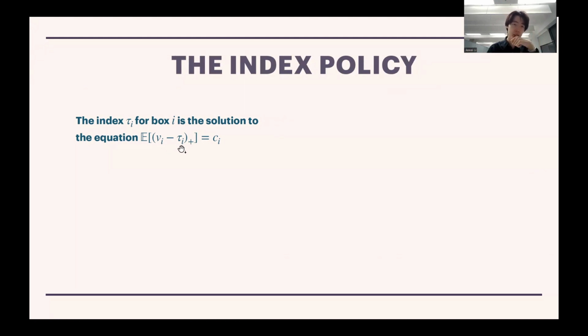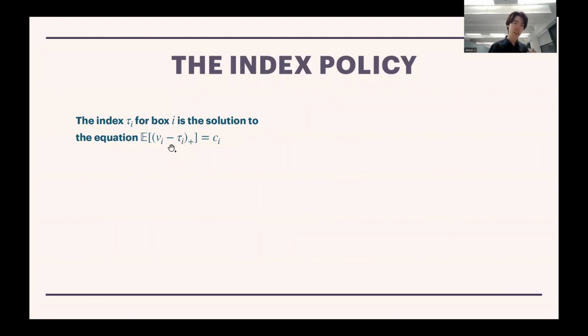Okay, so on the left is the expected increase of your max box value, right? Once you open box i, your new max value is the max of Vi and tau. So your increase of the max value is Vi minus tau, taking the max with 0. So this notation means take the max with 0 and take the expectation. And then you subtract ci, the search cost. So if the equality holds, it means the expected increase of your max box value exactly cancels the search cost to open this box.